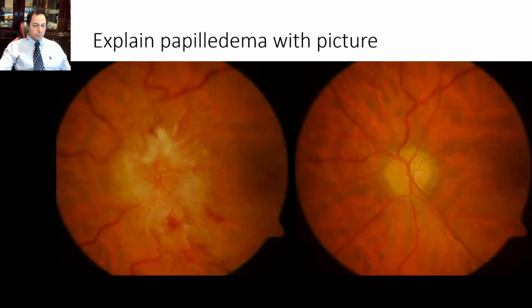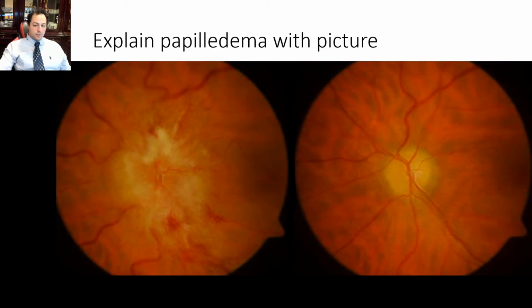So, explain papilledema with picture. Papilledema is the swelling of the optic disc due to elevated intracranial pressure. It is a hypertensive emergency. It is usually asymptomatic, but it can still present with loss of visual acuity due to enlargement of blind spots.